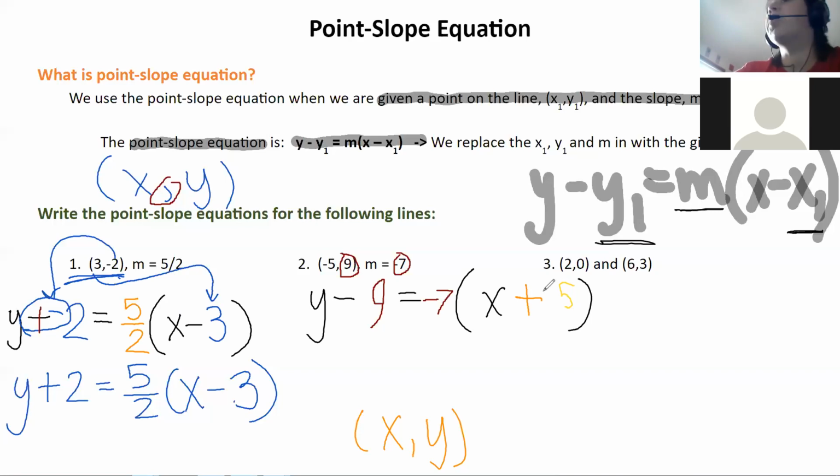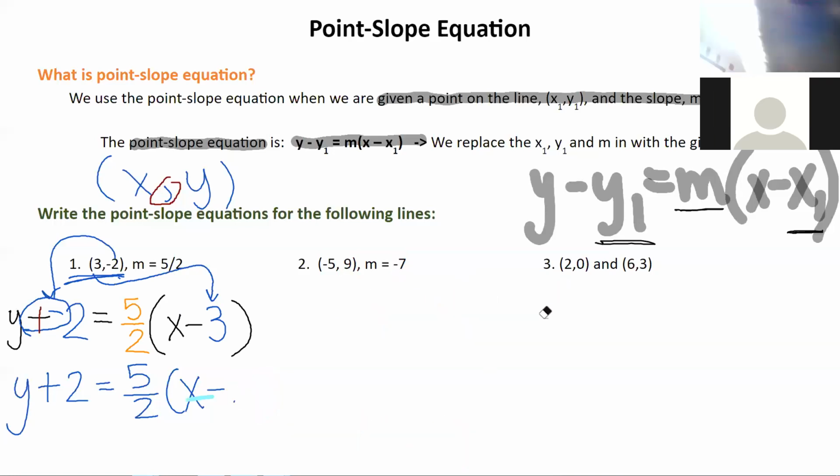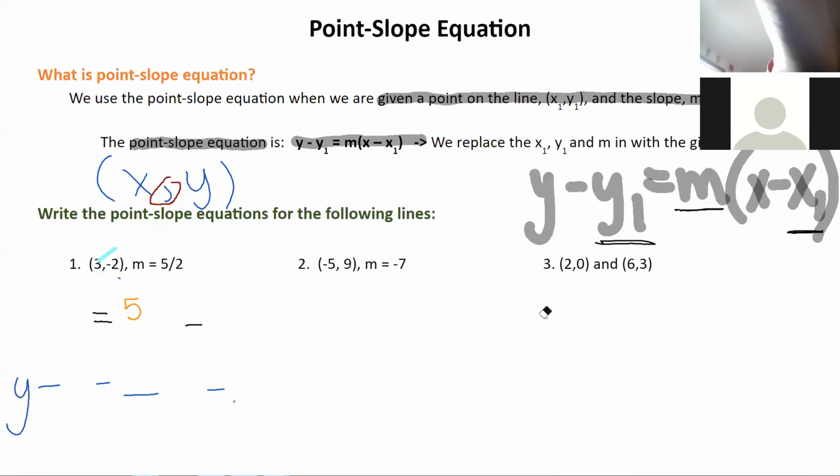Okay, let's look at number 3 real quickly. Number 3, we don't have a slope. Darn it. So what am I going to do? What am I going to do in number 3 there? How can I get a slope from those 2 points?